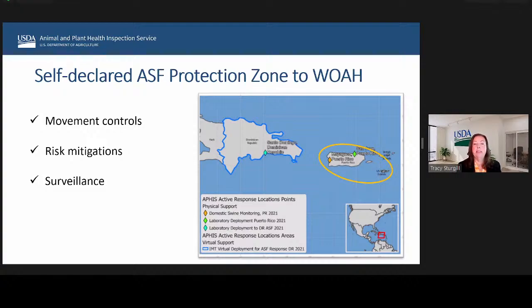And among other tactics, this allowed APHIS to enforce stricter movement controls, intensify the surveillance efforts that we had for this particular disease, and fortify the barriers of potential entry to keep African swine fever out of both Puerto Rico and the Virgin Islands, but also the remainder of the United States.